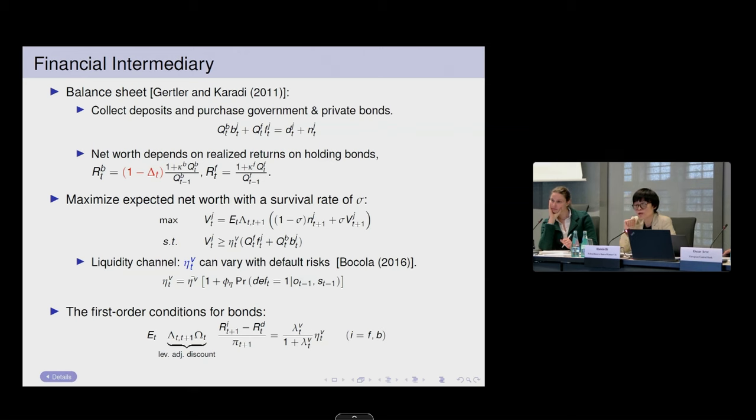And here we are going to introduce a liquidity channel. So the eta V is a share of the asset they can divert. It's going to vary with the default risk. And the higher the default risk, the eta V is going to go up, meaning a higher share of the asset they're going to divert, and the binding constraint is becoming more binding.